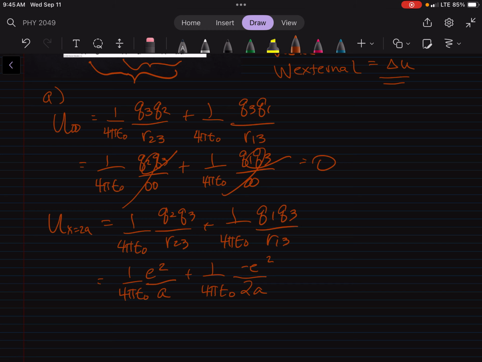So now I can add these together, clean it up a little bit, create some common denominators here. I can multiply this by 2 over 2. And so then I get 1 over 4 pi epsilon naught, 2e squared minus e squared all over 2a. And that leaves me with e squared over 2a. And so is that my final answer? Well, what is my final answer?